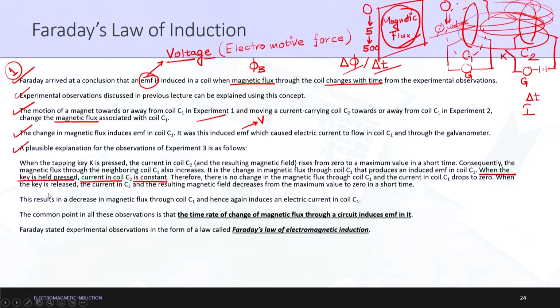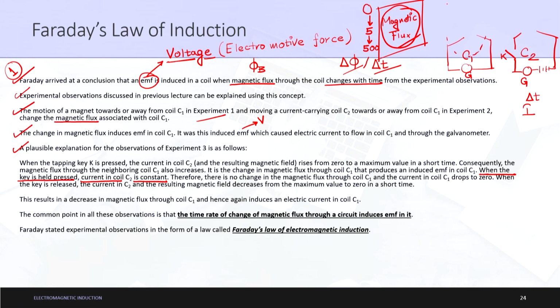When the key is released, so now when the tapping key was pressed like this and we release it, the current in C2 and the resulting magnetic field decreases. So, let us say it was at 5 Weber. Let me make it clear here so that everything is visible nicely. I just wrote here that it was 0 first and then it went to some 5 Webers. Now, when I am releasing it, this 5 Weber will go again to 0.